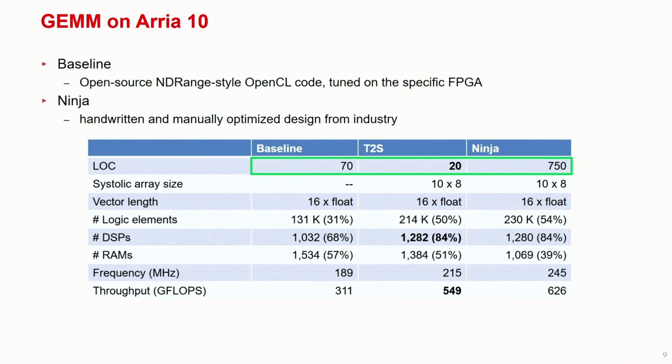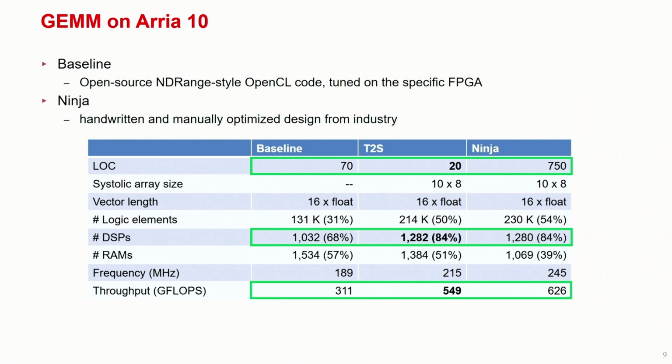As we can see, the baseline design uses 70 lines of code, while T2S uses only 20 lines of code, which is 3.5x fewer lines. And the Ninja implementation uses 750 lines of code. In terms of DSPs, the baseline implementation utilizes only 68% of the DSPs, while the T2S and Ninja implementations both use 84% of the DSPs, which is a pretty high DSP usage.